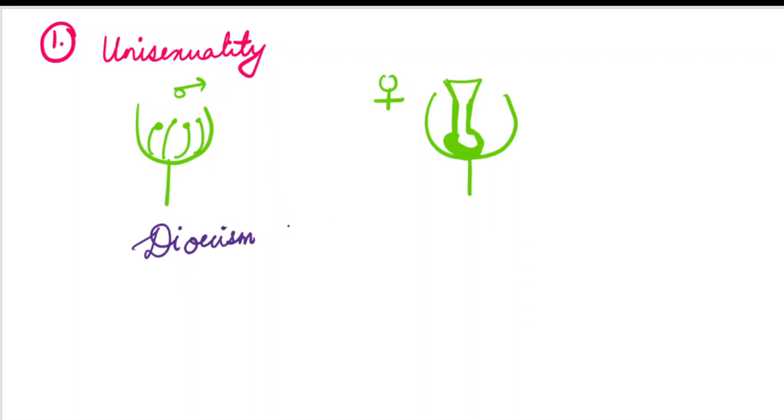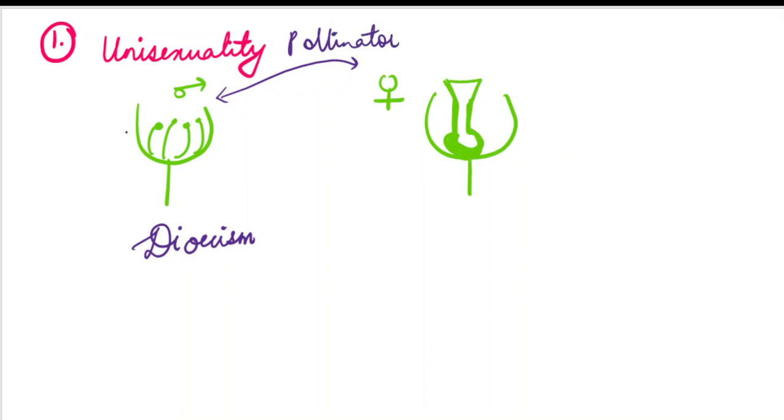Dioecium means what? One plant is completely male reproductive, like you can say the male plant will only have male flowers, and the second plant will only have female flowers. Okay, so this will ensure what? This will ensure cross pollination. So there will be a need of a pollinator.